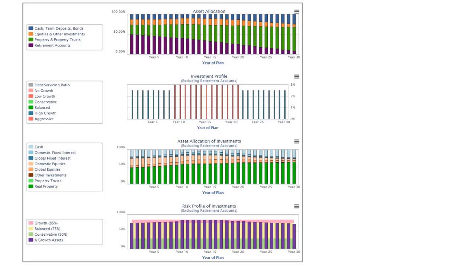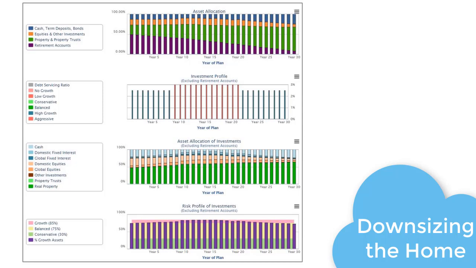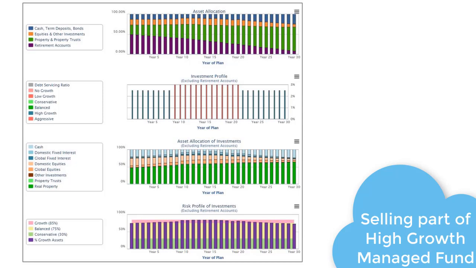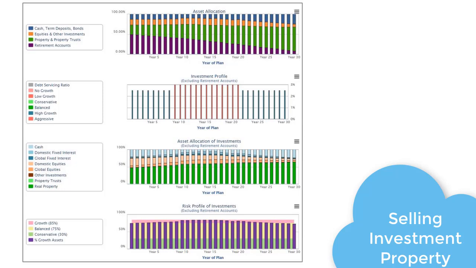The options to be considered are downsizing the home and purchasing a bond trust with additional funds released for investing, selling a portion of the high growth managed fund and purchasing a bond trust, selling the investment property and allocating the funds to a property trust to maintain some exposure to real estate, and a bond trust to increase the percentage of defensive assets. Let's look at some of these ideas.